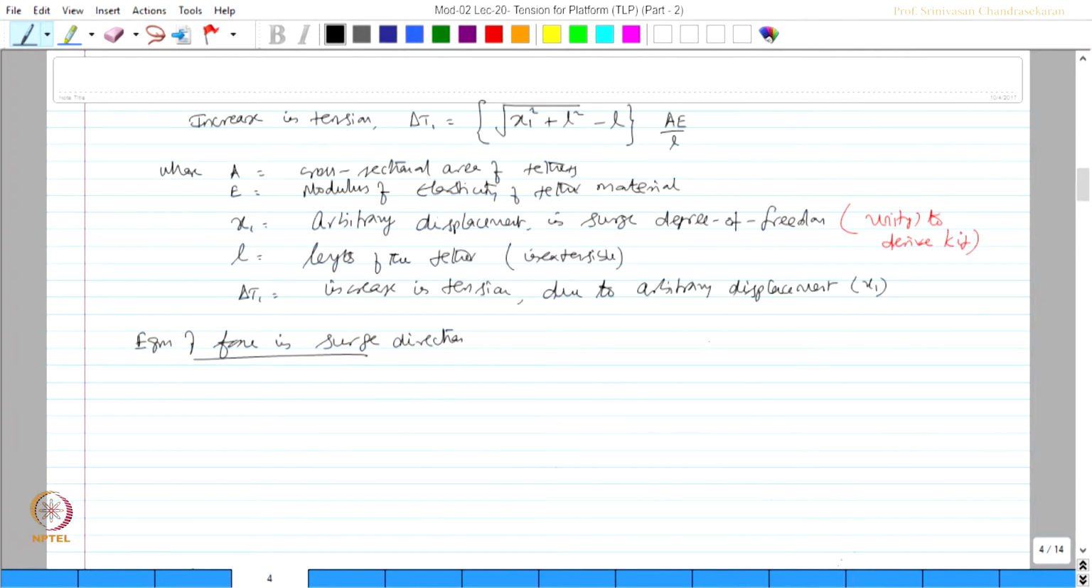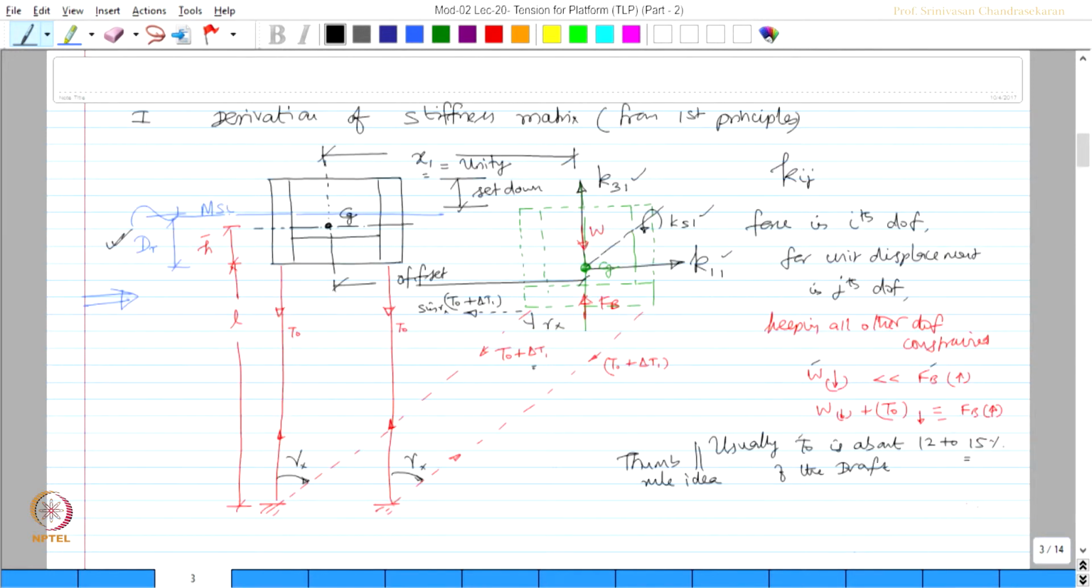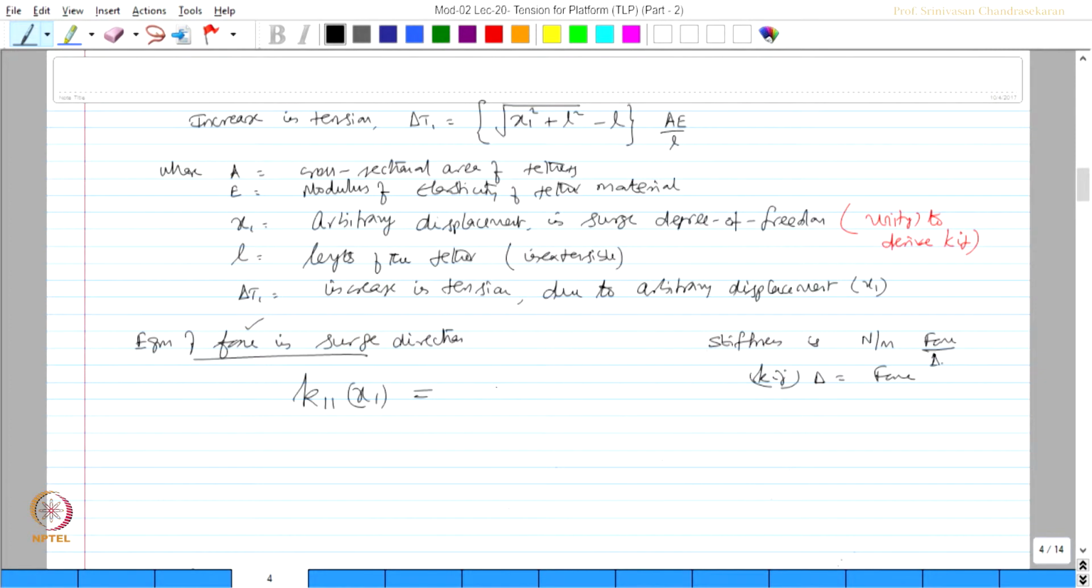You know, stiffness units actually is in Newton per meter, that is force per displacement. So, if I want to find the force, I should multiply the stiffness coefficient by the displacement to get the force. I am writing the force equilibrium. Therefore, K11 into x1 should be equal to, you can see here this force will comprise, T0 plus delta T1 of sin gamma x.